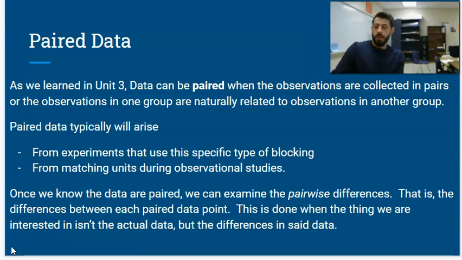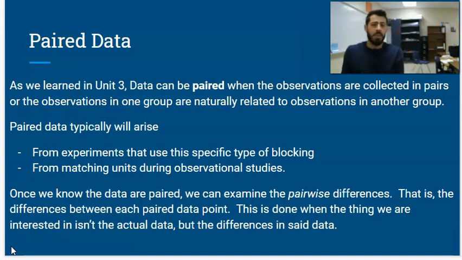Paired data usually is going to arise when you have experiments that use a specific type of blocking, or you have matched pair units in observational studies, like I mentioned before. Once we know that the data are paired, you can examine the pairwise differences, which is, instead of the difference in the sample means, you can take each individual difference and find that average, and that could serve as your sample mean. So the difference that you're interested in isn't the difference between one mean versus the other. It's actually the mean of the differences between all of the data.